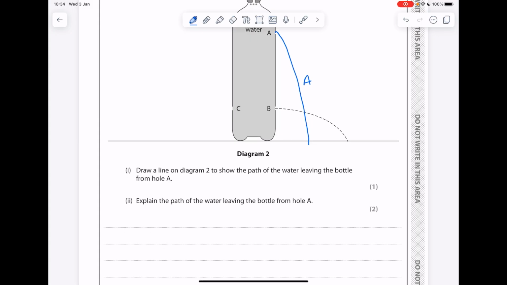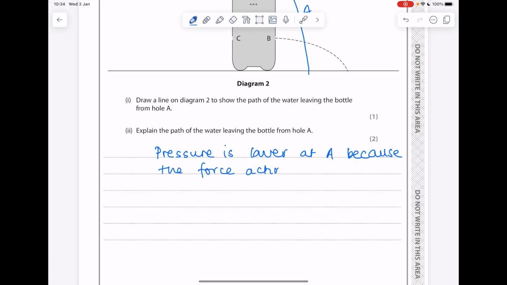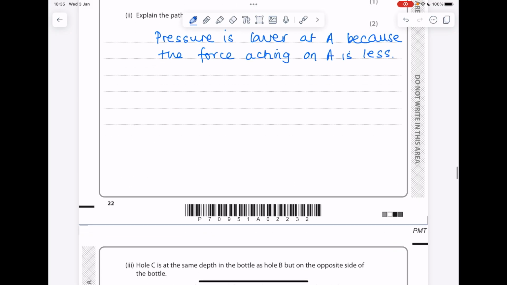Explain the path of the water leaving the bottle from hole A. So I've accidentally already done that. We're going to say pressure is lower at A because the force, that's really the weight of the water acting at A. The force acting on A is less. And that's 2 separate points for our 2 marks.